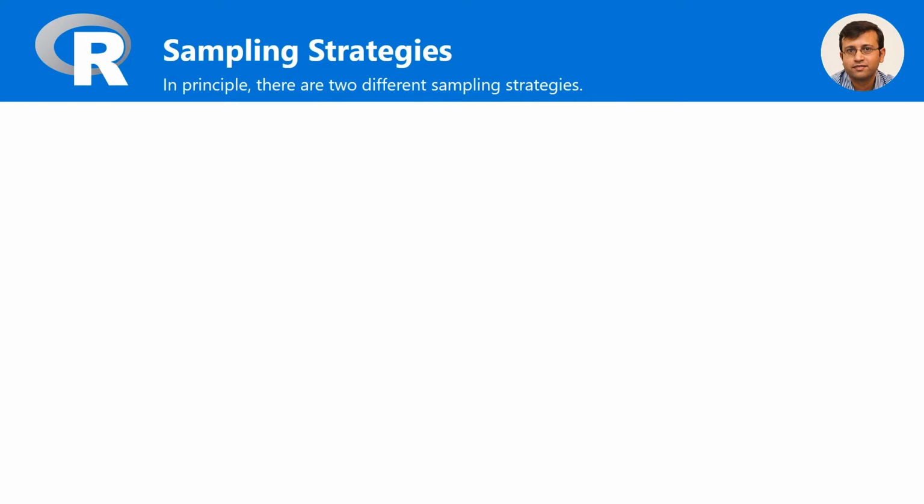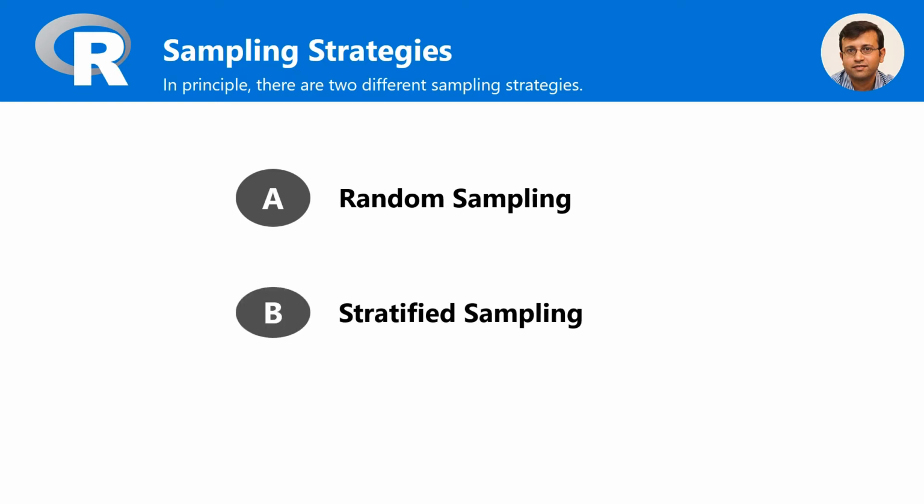In principle, there are two different sampling strategies. Random sampling, which means that the individual objects for measurements are selected at random from the population. For example, climate data, stock prices, etc. And stratified sampling, which requires that the population is divided into subpopulations. These are separately sampled and the population characteristics are estimated by using mean values.